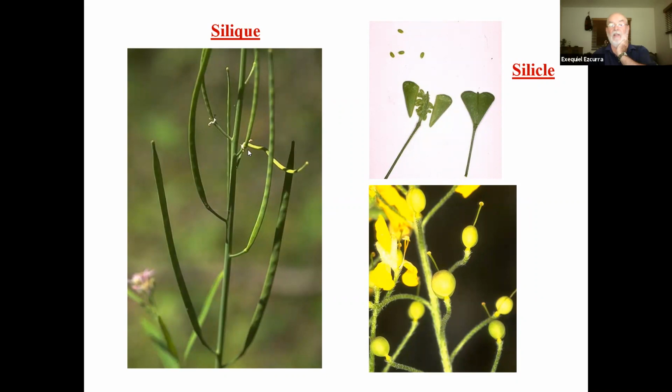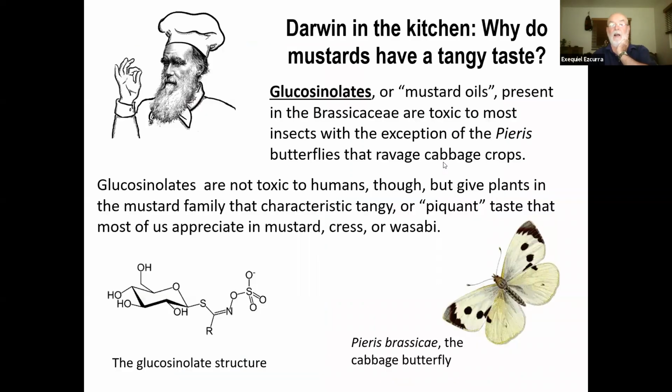And you can see here the difference between the silique and the silicle. Now, a little interesting anecdotal thing: the Brassicaceae have a typical horseradish type of smell because of the presence of a substance called glucosinolates, or mustard oils. And there's a family, there's not a single one. You can see the molecules down here.